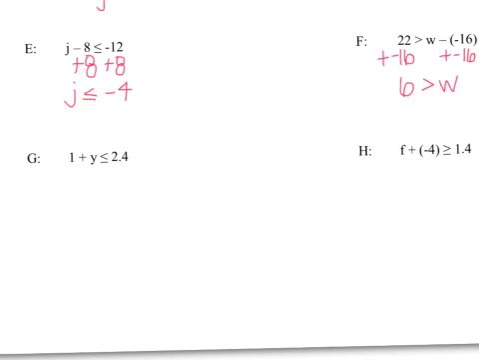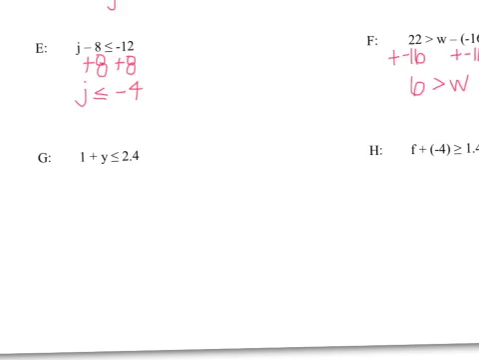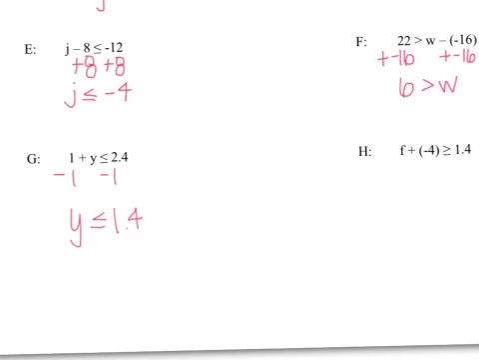Okay, we have 2 more like this. So letter G, 1 plus y is less than or equal to 2.4. So we need to subtract that 1 to get y by itself. So y is less than or equal to 1.4. 2.4 minus 1.4, 2.4 minus 1 is 1.4.